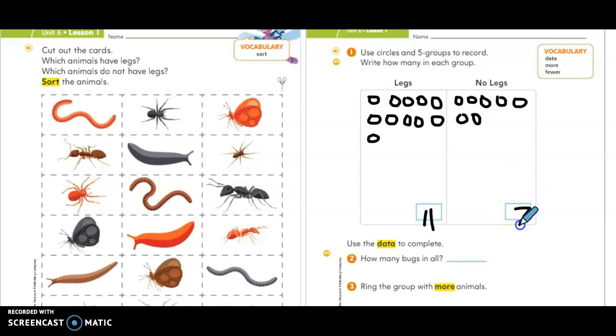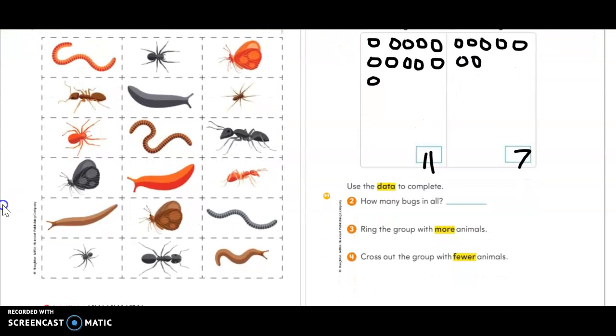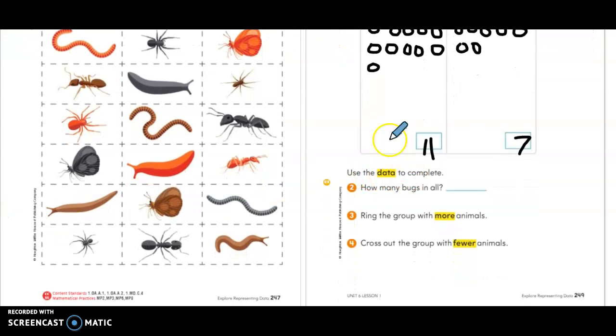Did you get 7? Yep, that's what I got too. Excellent. Okay, now we're going to use the data, that's everything that we gathered here, to complete the answers to these questions and to follow the directions. So we need to know how many bugs in all. How could we figure that out?